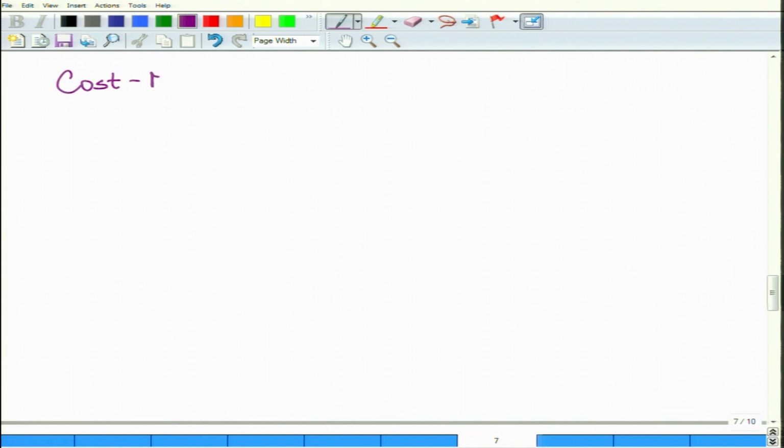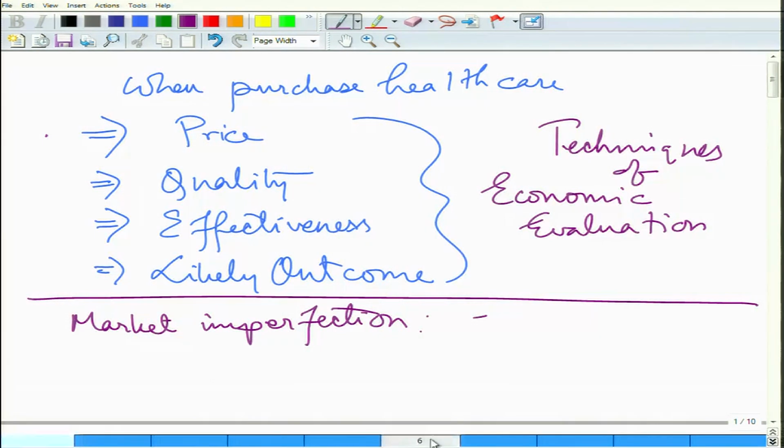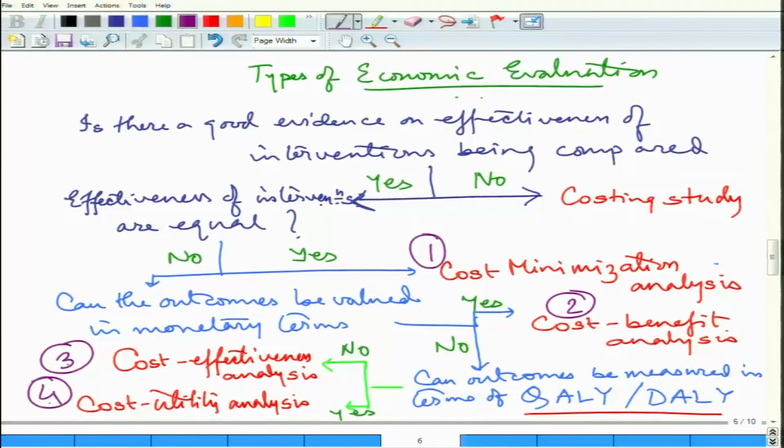Now let us learn what is cost minimization analysis. As I said, the objective is to minimize cost here more than maximize output, because the effectiveness is similar, and we learned here that we have a good evidence of effectiveness, and then we do cost minimization analysis when we have this.